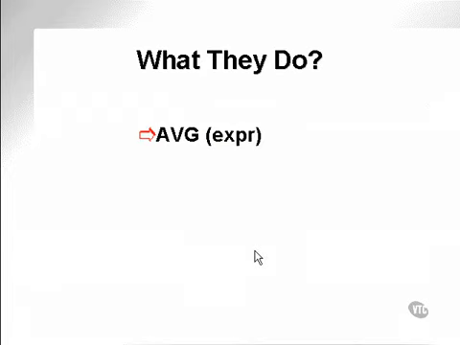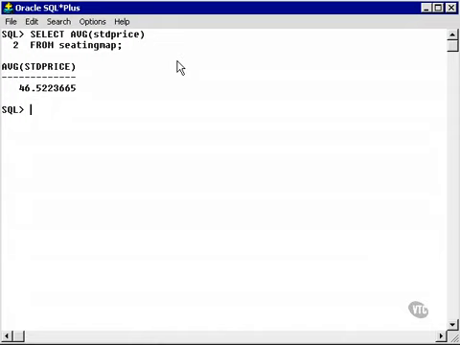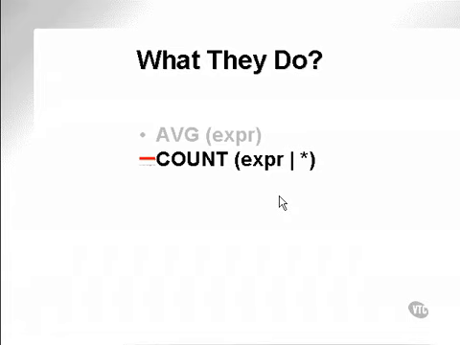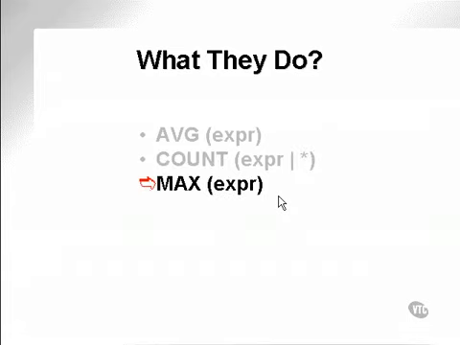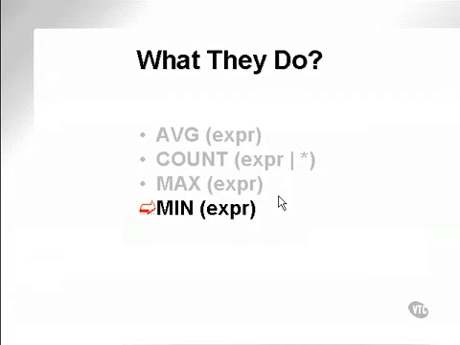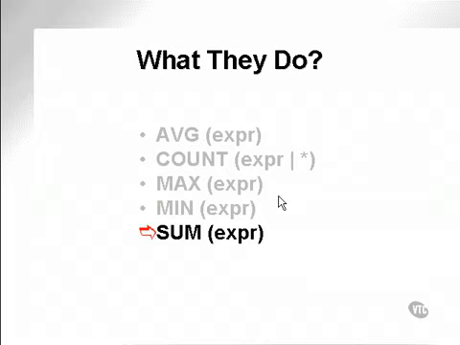How do we deal with average? Average is applied to an expression. Here's a simple average function, the average of the standard price on the seating map. Count, as we've seen a number of times before, will count on an expression or everything. Max gives the maximum value of an expression, same applies to minimum, and the same applies to sum.